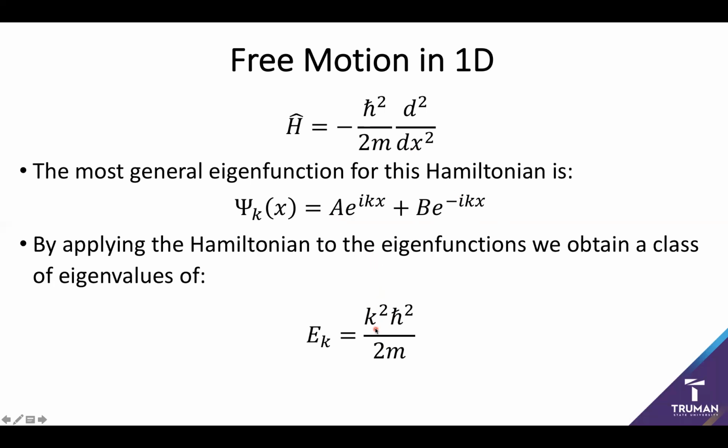where, as a reminder, k is related to the de Broglie wavelength of the particle. So again, if we know the de Broglie wavelength, we know a fair bit about the energy. We also know a lot about the movement of the system.